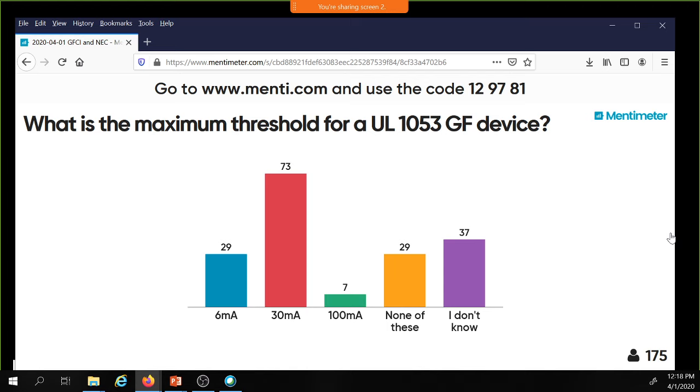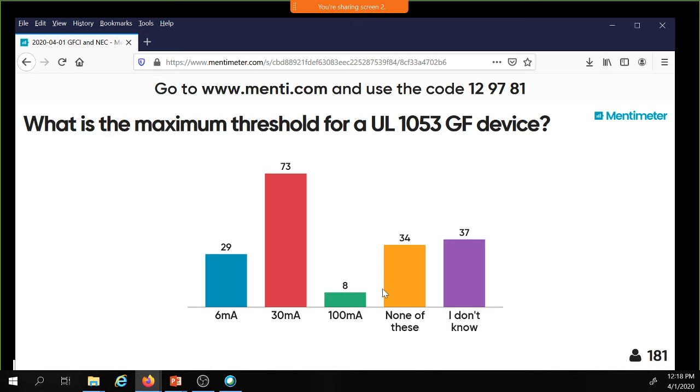I have 100 milliamps. 7 people say 100 milliamps because you know why? They probably are thinking about Article 555 because we introduced in Article 555 requirements in marinas that talk about 100 milliamp GFPE. None of these, and I don't know. So the 29 who said none of these, you're in the right ballpark. Now, I didn't ask you why it's none of those, but I'll tell you. When you're dealing with a UL 1053 ground fault protection of equipment, and I did say ground fault device, I should have said ground fault protection of equipment, so error on my part.